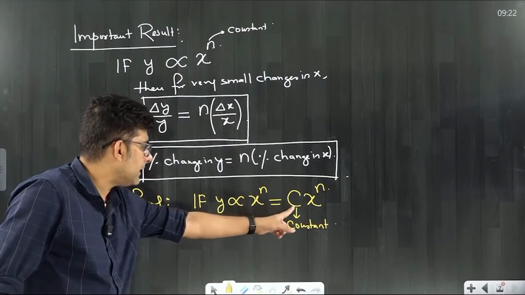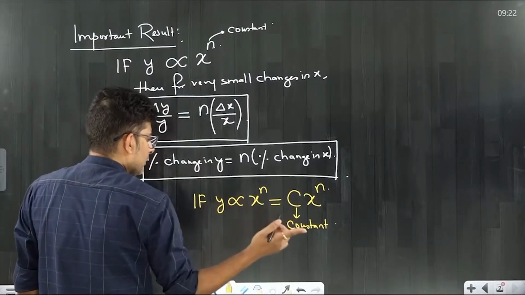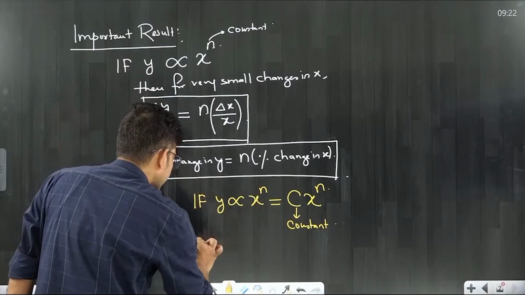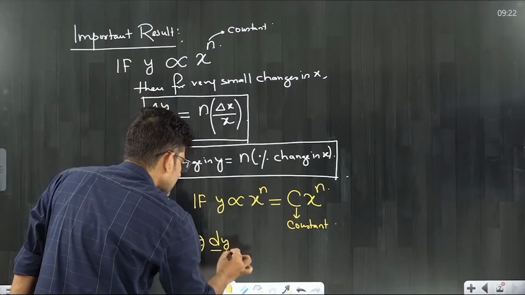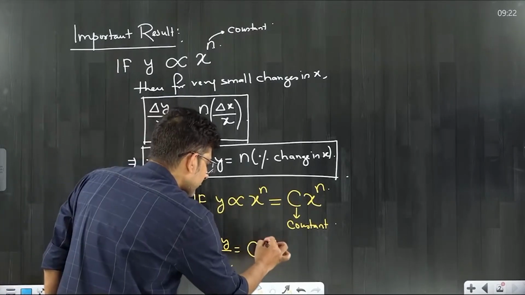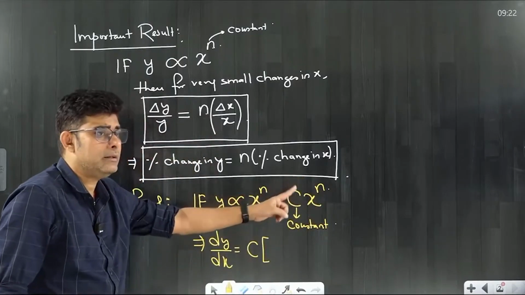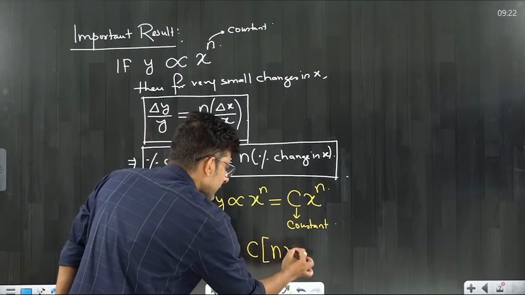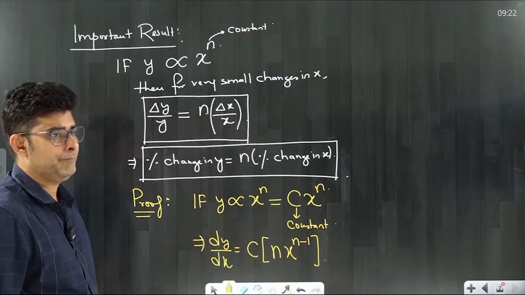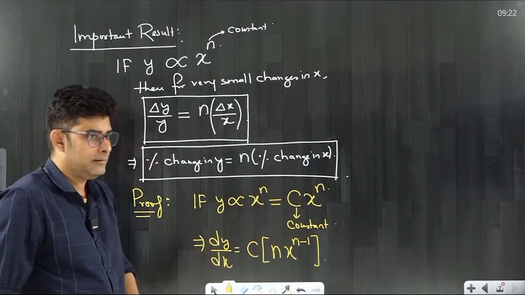So y can be written as c x to the power n, right? Now what we know, if I differentiate it, you all have studied differentiation, so can I write dy by dx? What is the formula for dy by dx? Whenever we have x to the power n, the differentiation is n x to the power n minus 1. Do you all remember this? So y is c x to the power n and dy by dx is this.